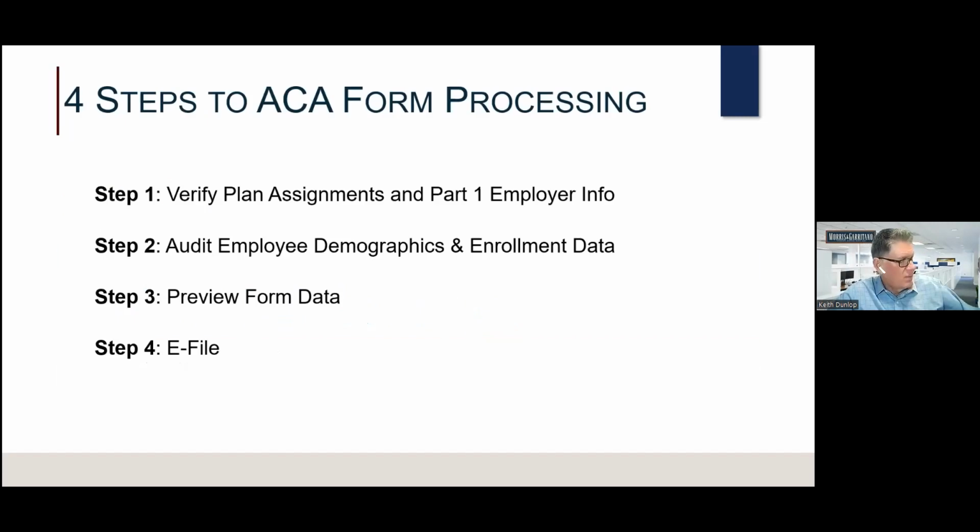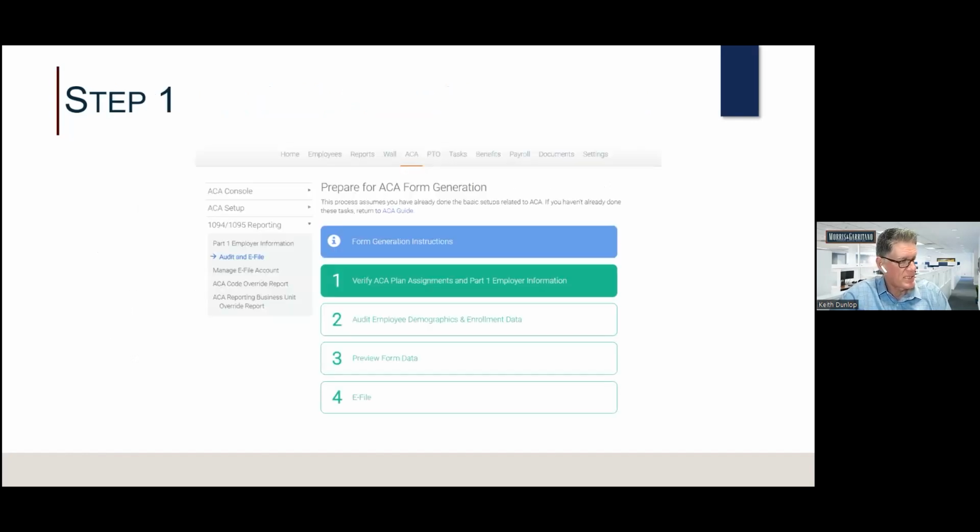So there are 4 steps in processing and transmitting your ACA reporting within Employee Navigator. Step 3, the auditing and previewing of the data, is where you're going to spend the vast majority of your time. The other steps are pretty quick and easy. We'll start here with step 1, verifying your plan assignments.